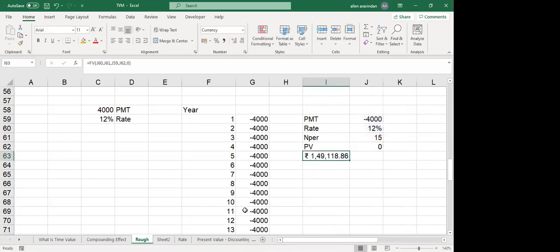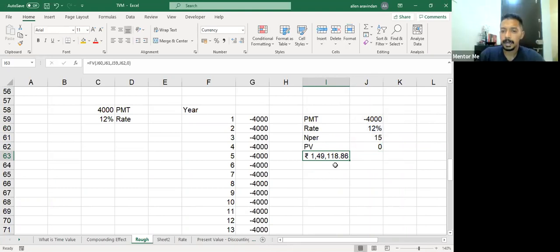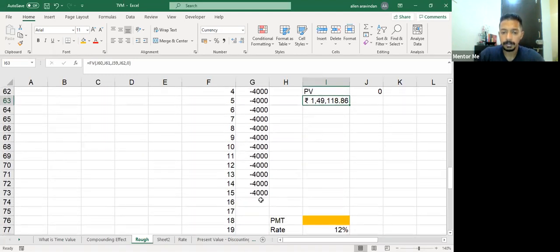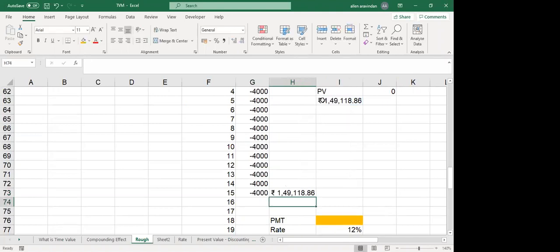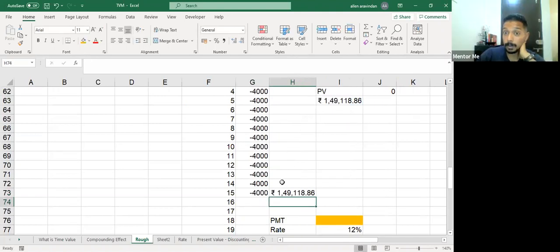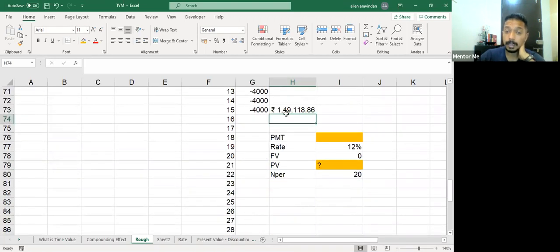So now, 1,49,118 means that this is the amount that would get accumulated in my portfolio at year 15. So this is what I have here, and that is the present value for the next part. For the first part of the question, this was future value. But for the second part of the question, now it's saying I have 1,49,118. How much could I withdraw from the account for 20 years?